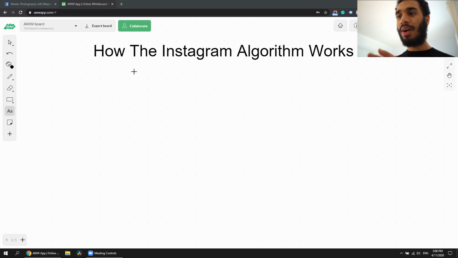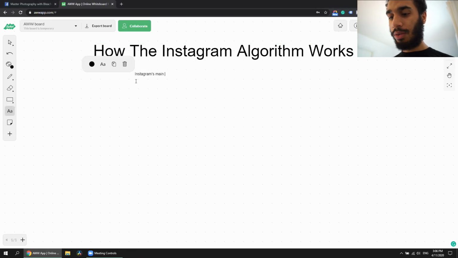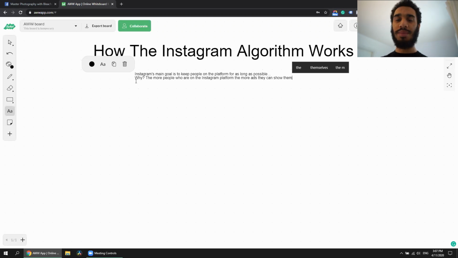So before I tell you about how the Instagram algorithm works, let's first figure out what Instagram's main goal is. Instagram's main goal is to keep people on the platform for as long as possible. Why? Well, the more people who are on the Instagram platform, the more ads they can show them. Now, Instagram gets money because they send ads to people who are on the Instagram platform.